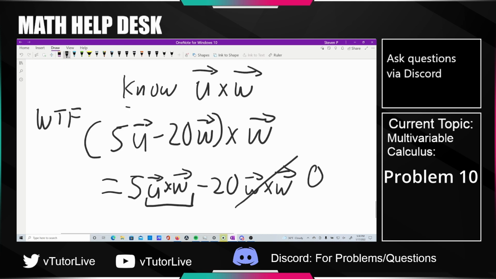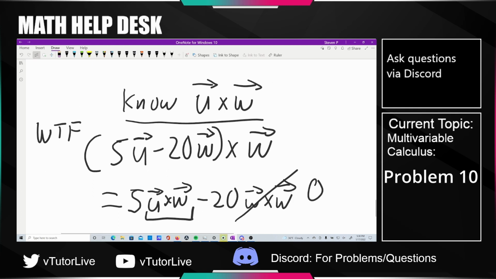And remember, we know what that is. So we just have to use whatever value they give us. Sorry, that's not actually a scalar, u cross w. No, but the 5 is a scalar, right? Yes, the 5 is a scalar.